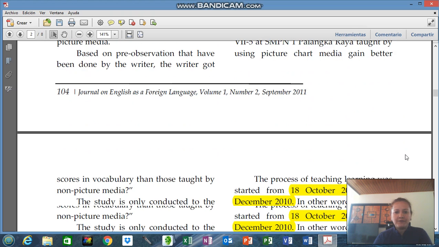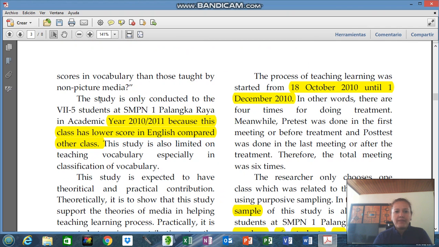Well, we can go down and we find this part. The study is only conducted to the B115 students at Palangka Raya in academic year 2010 to 2011 because this class has a lower score in English compared to other classes. So right now we're comparing years. Yes, what happened the years before 2010 to 2011? So they were having higher scores than now. There are comparisons that we can do with the numbers that we got before.